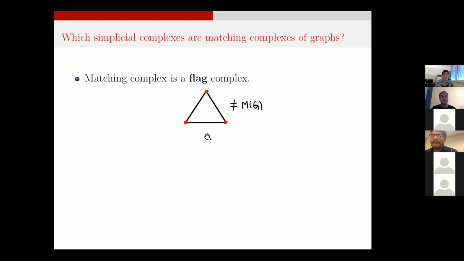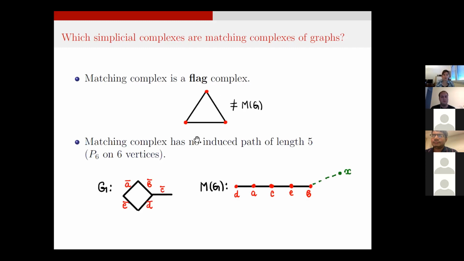So these are the basic observations. For example, this, not a triangle, but the boundary of the triangle, cannot be a matching complex. Why? Because this corresponds to edge, edge, edge, and each two of them are non-adjacent, so that means that they form a matching. And whenever we see something like this as a subcomplex, we know that it's not a matching complex.